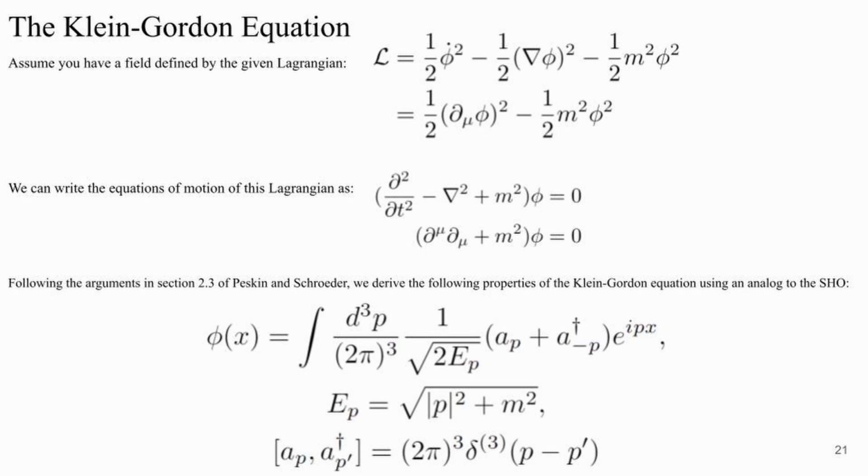The argument in section 2.3 of Peskin and Schroeder is to make an analog of the Klein-Gordon equation to a simple harmonic oscillator. This allows us to define a few properties of the Klein-Gordon equation. First is that the field can be represented as an integral over the raising and lowering operators in momentum space. Second is that the frequency of the harmonic oscillator used as the analog to the Klein-Gordon equation is simply the relativistic relationship between energy, momentum, and mass. And finally, an expression for the commutation relationship between the raising and lowering operators in momentum space.